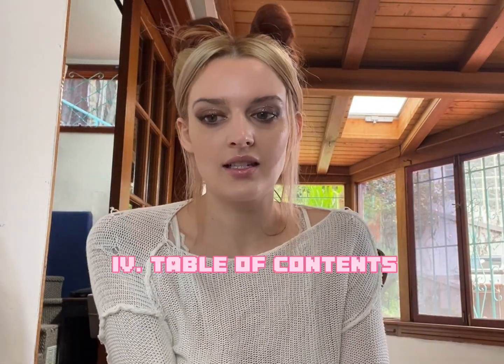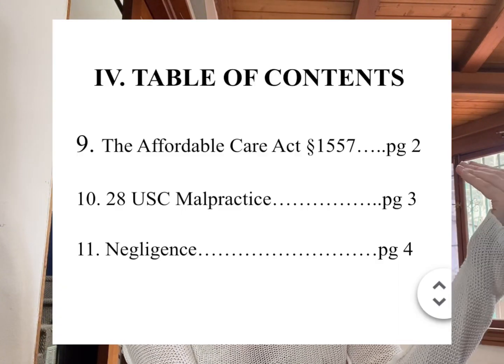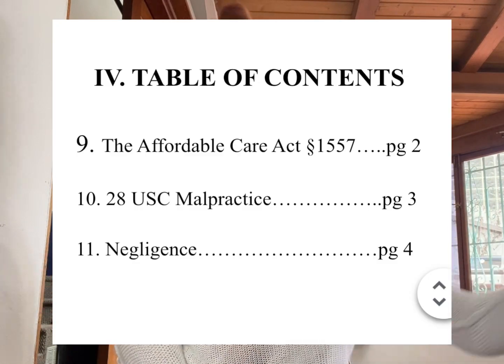Now we're moving on to your next heading, which is going to be your table of contents. This is where you're going to list out the different statutes and tort laws, state laws, supplemental jurisdiction laws that you are going to be discussing in your complaint. And it's an index. So it'll say something like the Affordable Care Act and then page 9/20.